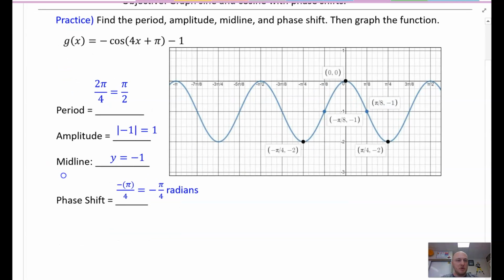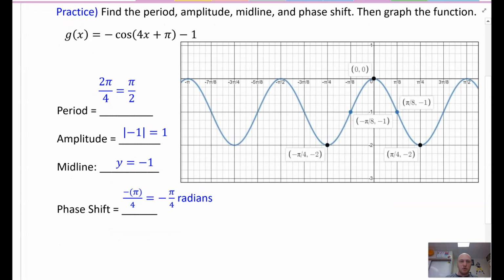For this example, again, we had a very, very short period. Our period was 2 pi divided by our 1 over b, which is 4, giving us a period of pi halves. Our amplitude was the absolute value of a, so negative 1, gives us an amplitude of 1. Our midline, our k value, which was y is equal to negative 1. Okay, so we were shifted down 1 unit, so here's your midline.